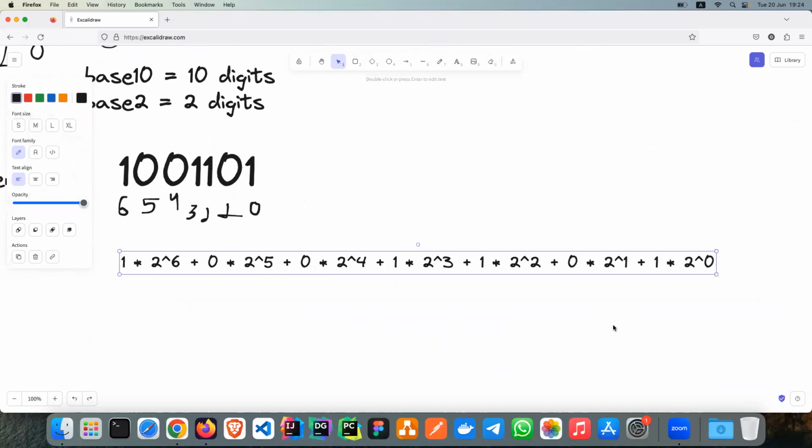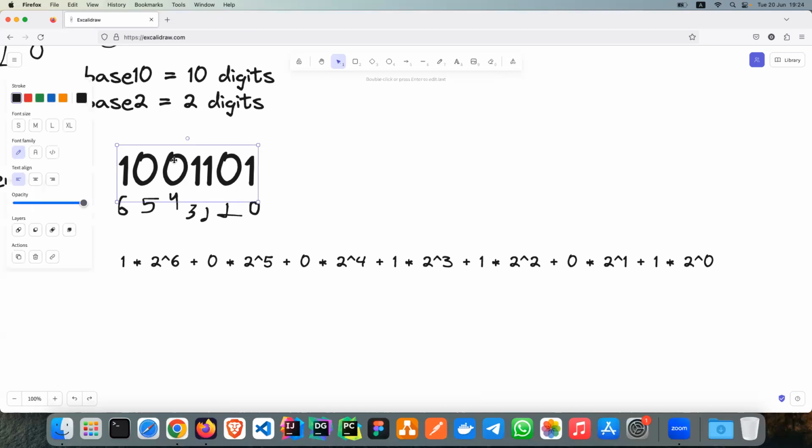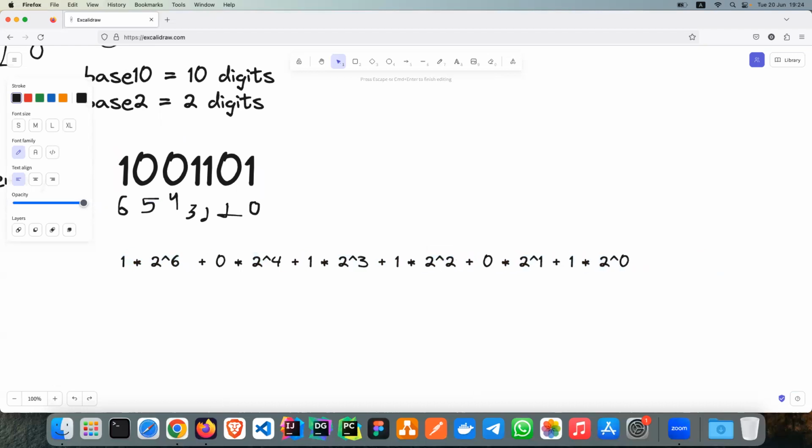Because anything multiplied by 0 gives 0, we can skip these zeros. I can remove the terms which we multiply by 0 from the equation, so we only have ones. And we can also remove the multiplication by 1, because anything multiplied by 1 gives the same number.